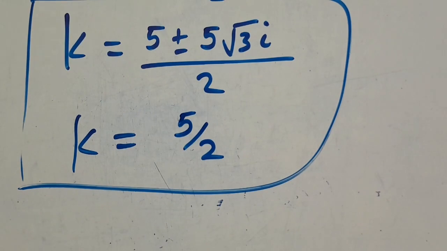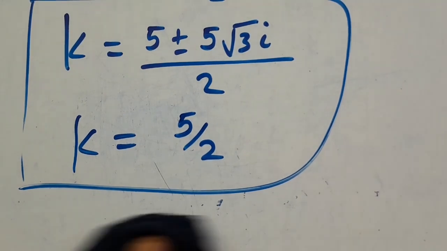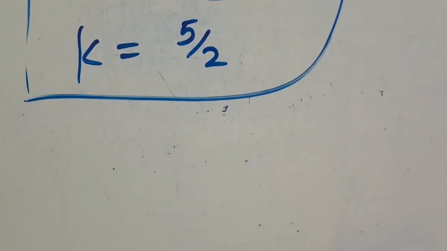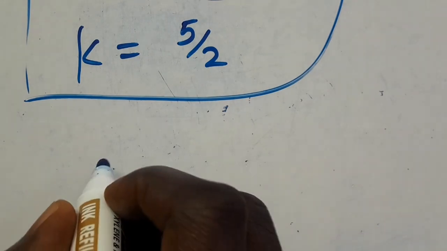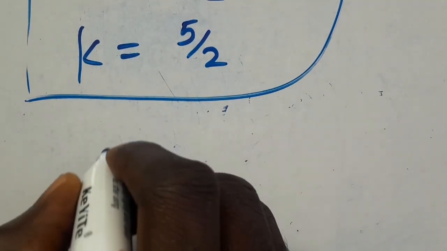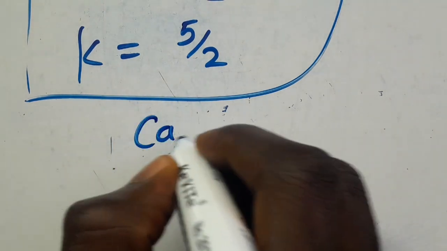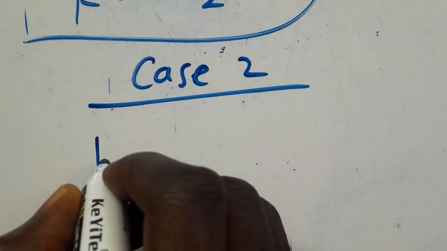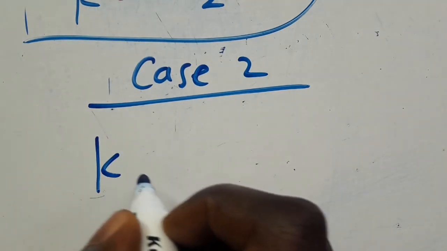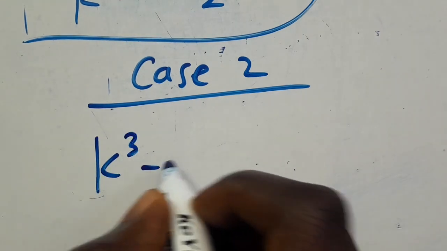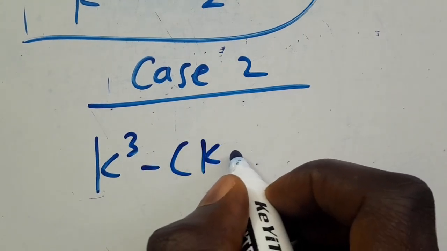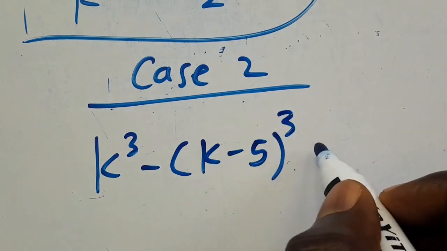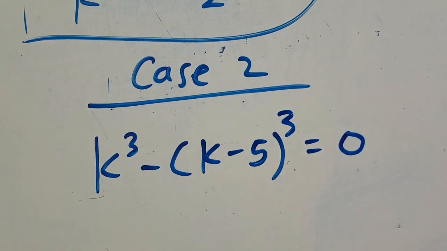Then let us recall from case 2, where we have k to the power of 3 minus, open bracket, k minus 5, close the bracket, then to the power of 3, then we have to set everything to be equals 0.